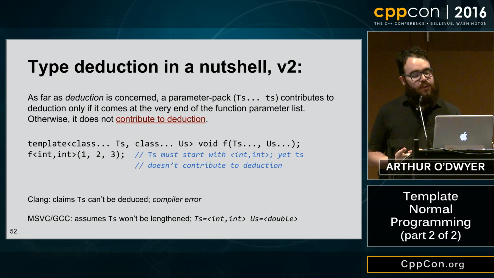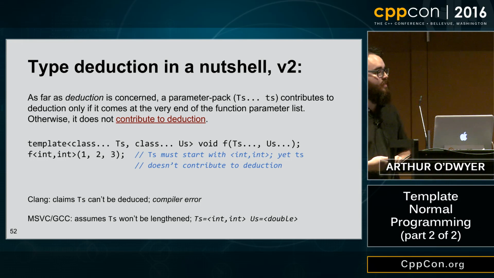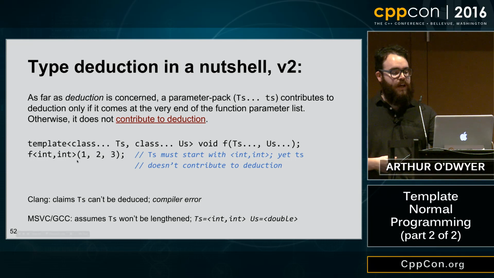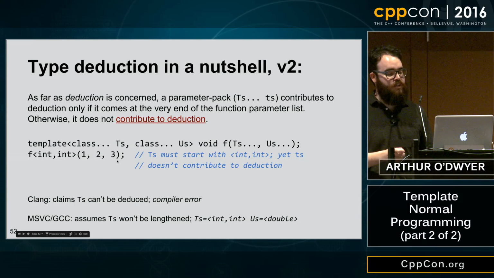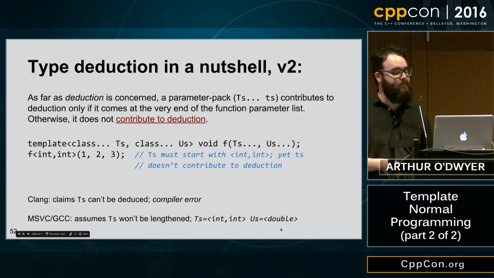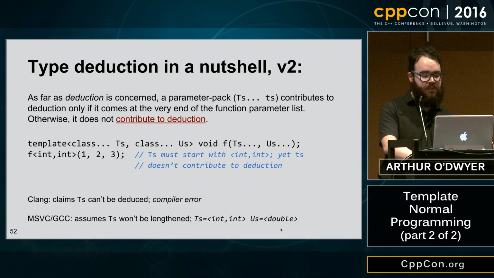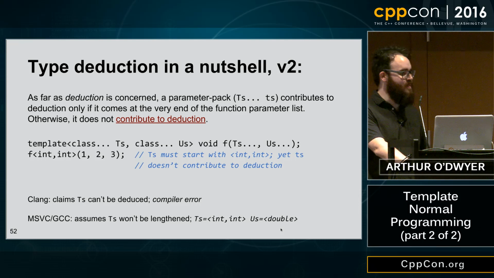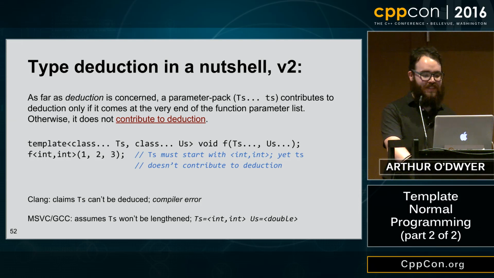MSVC and GCC both say, oh, well, you told me it was int, and I'm not sure what comes later, but okay. So this is an int, that's an int, and then this next thing must be U's, and so the first U must be an int, and then I run out of parameters, so U's is int. That's a typo there for int, I think these were original, that was a 3.0. If that was a 3.0, this would be double. So again, there's some confusion in the compiler world about what contribute to deduction really means.